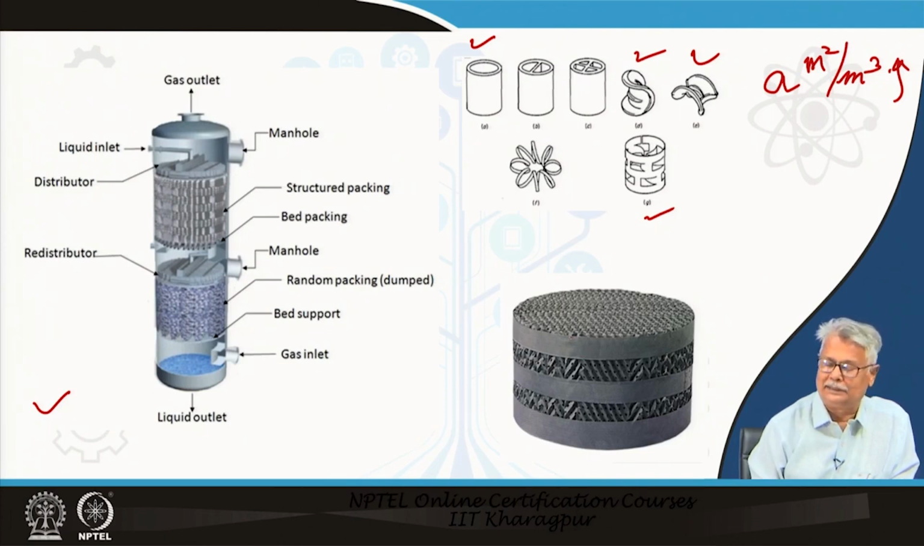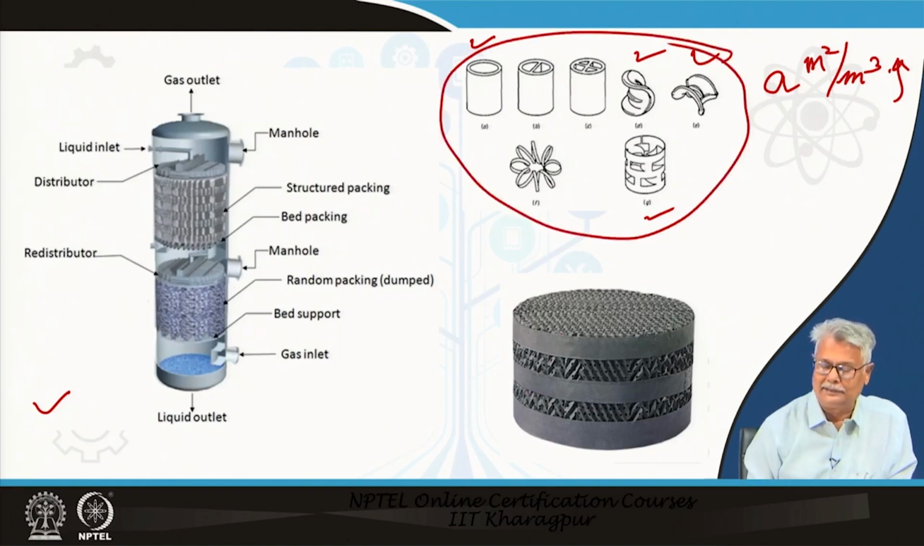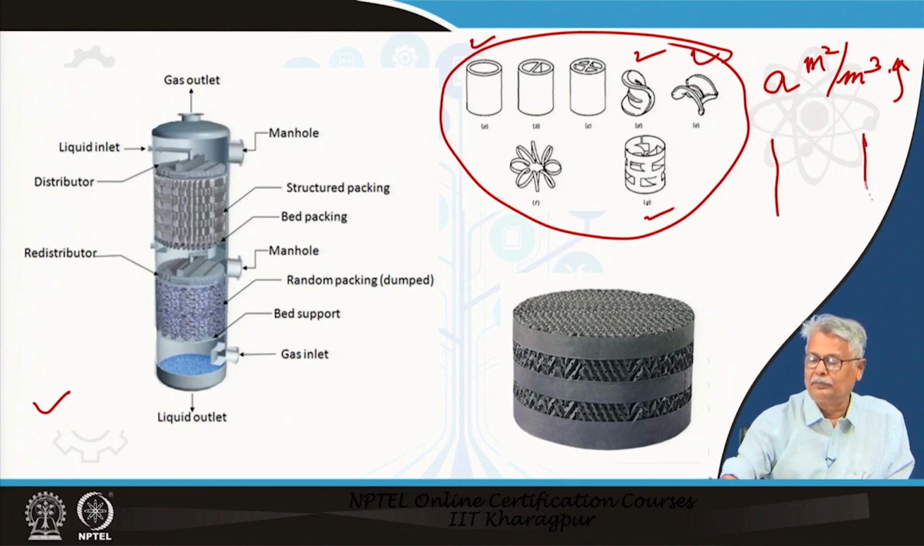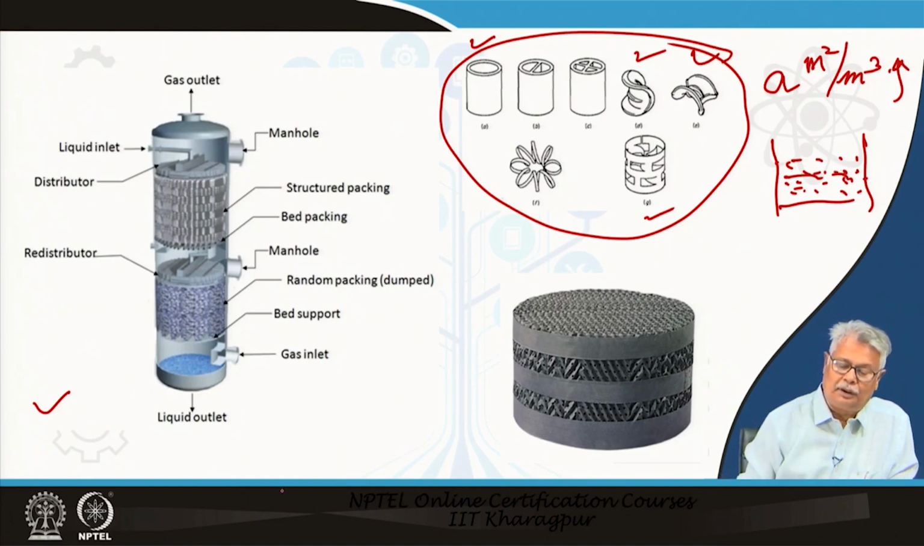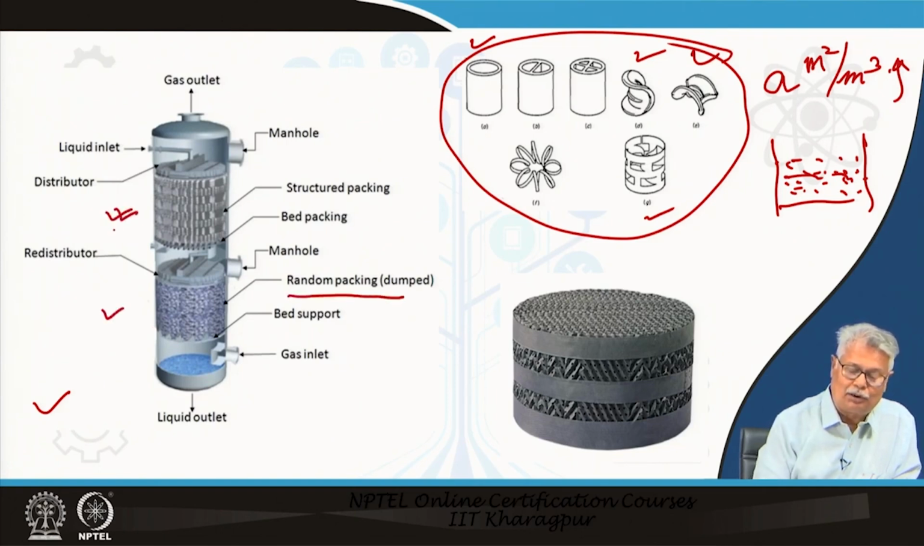There are two types of packings. One way is to use all these packings which are random packings. What we do here is basically we take the tower, we dump your packing material here, and you build up a bed. Here we have an example where there are two types of packing present. This portion is your random packing, but this portion is called structured packing. Let us see what exactly it is.